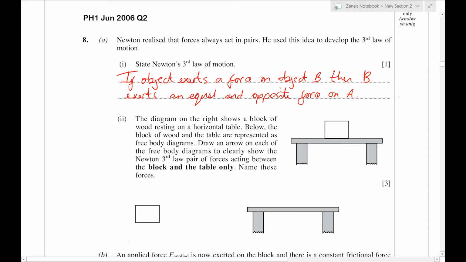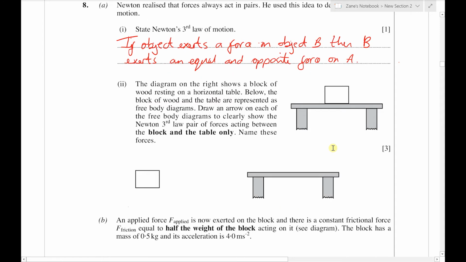For the second part of the question, we've got a diagram where we've got a wooden block resting on a horizontal table, and underneath that we've got the block and the table drawn separately, ready for us to add some arrows to make these free body diagrams. But we're not going to draw all the forces this time, we're just going to be drawing the forces acting between the block and table. We've got to identify the third law pair of forces acting between the block and the table.